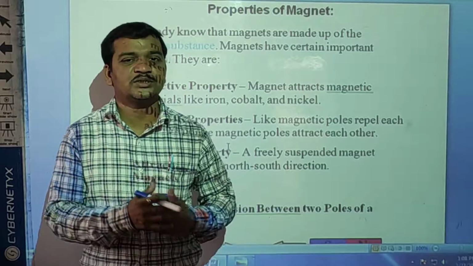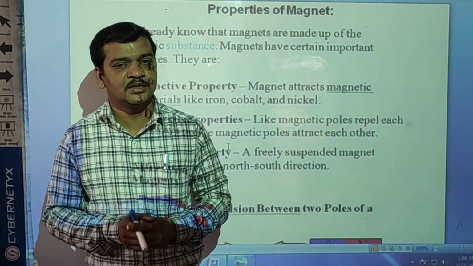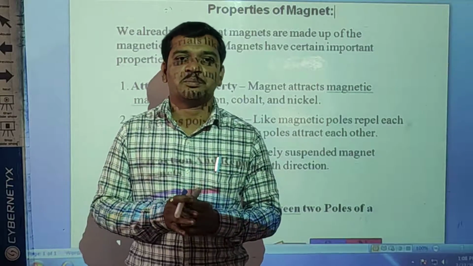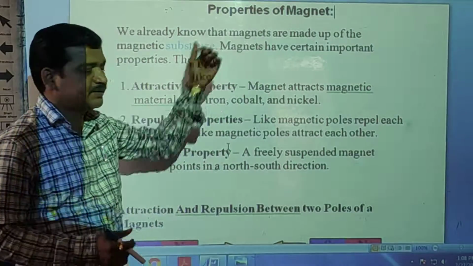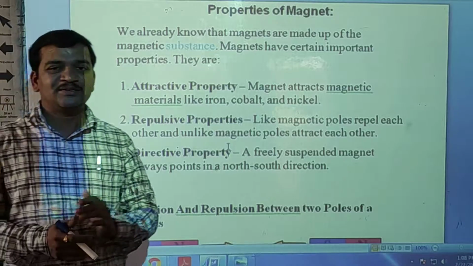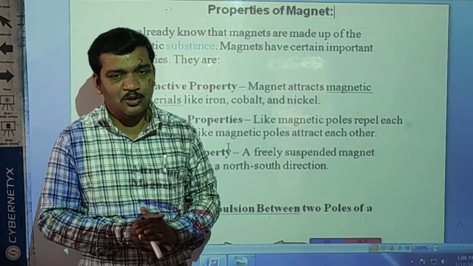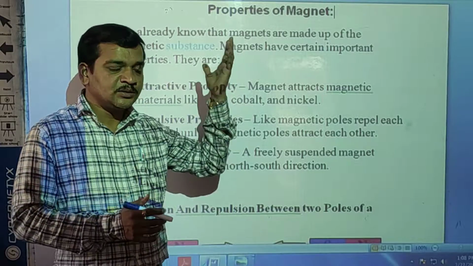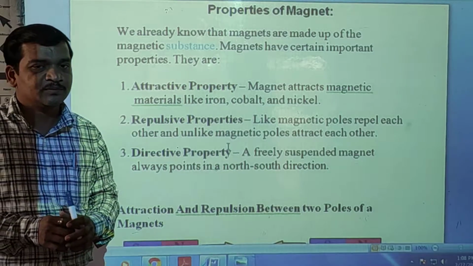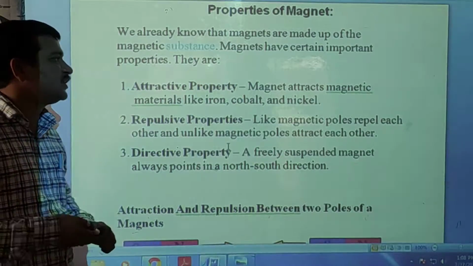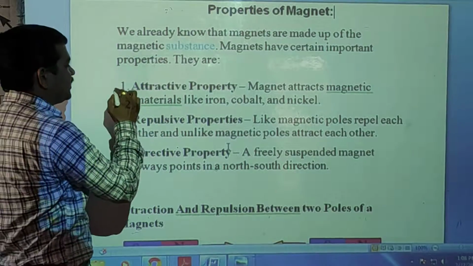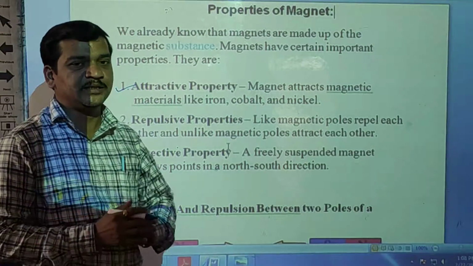Today one more time I am going to repeat some important properties of magnet. As we already have learned, but one more time I am going to repeat this property. So these are the three types of properties we mainly focused on. The first property is about the attractive property.